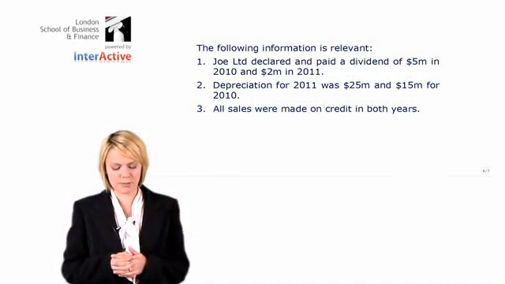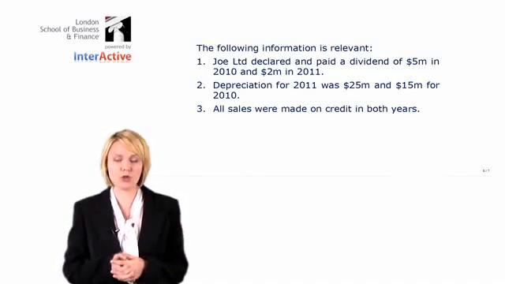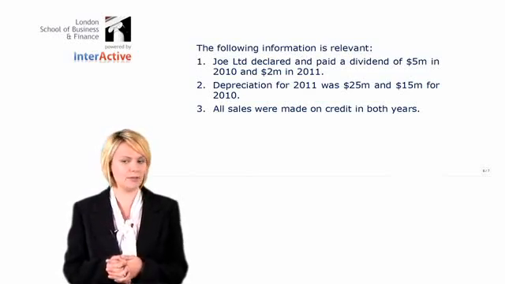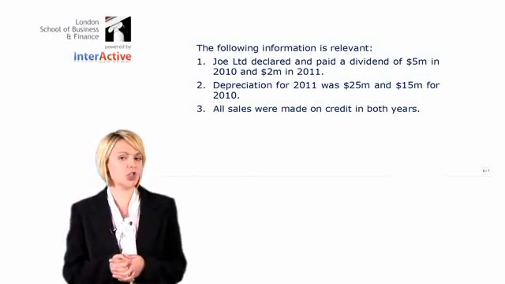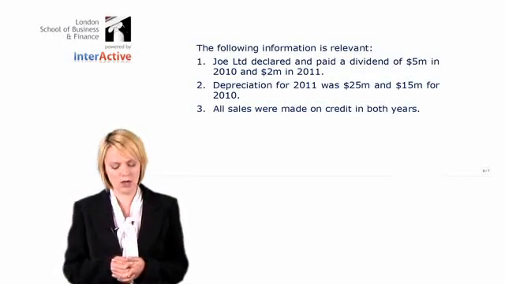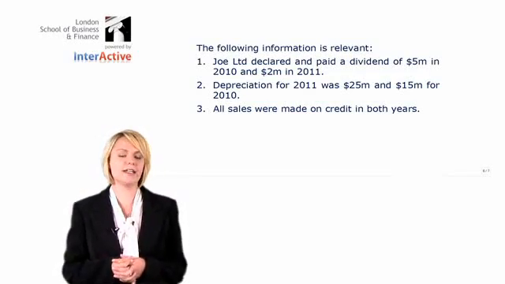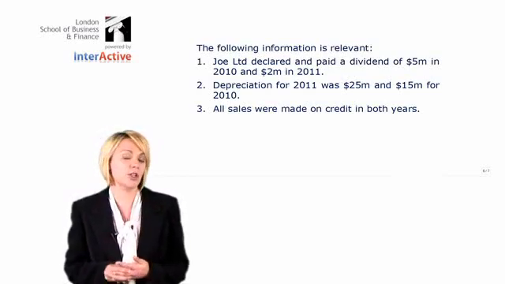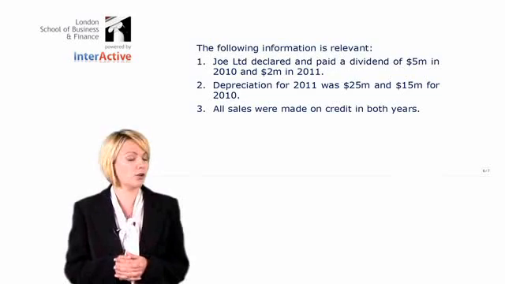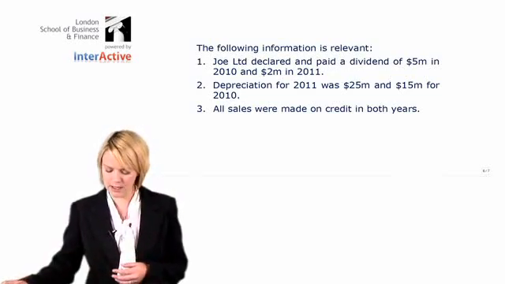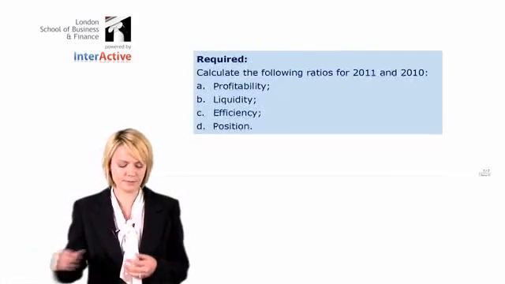Note 2, depreciation for 2011 was $25 million and $15 million for 2010. So again, our depreciation charge has gone up quite a lot as well. And note 3, all the sales were made on credit for both years. Fantastic. So all the sales revenue in the SOCI is for sales made on credit and therefore would have a link to receivables.